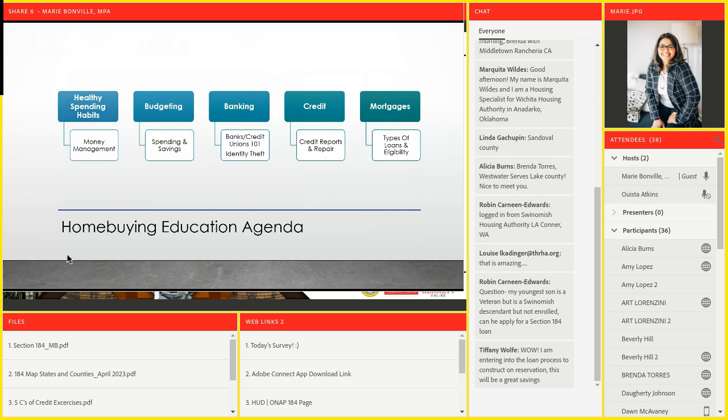The heavy hitter is essentially credit, right? Usually this is where, as practitioners, we get the most questions, credit reports and credit repair, and then also mortgages, the types of loans that are available to them, and then the eligibility. Most loan officers are doing the work of saying, this is the one that fits you best. And as housing counselors, we do a lot of that as well.